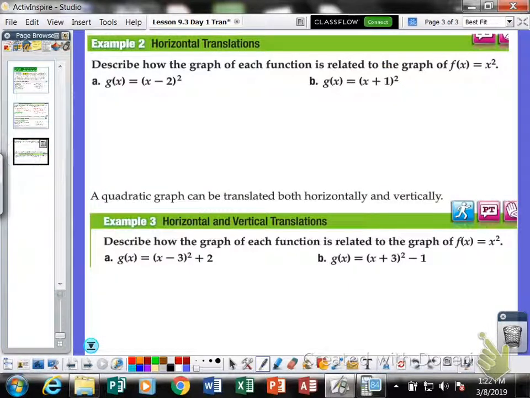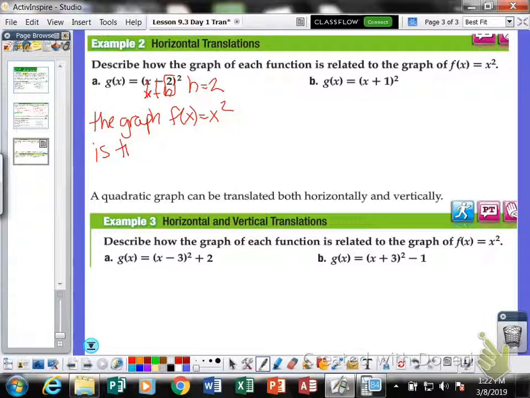And we'll take a look at it here in an example. So g of x equals x minus 2 quantity squared. So that does have the x minus h. So we just want to look at the 2 because these match, these match. H is 2, so h is equal to 2, which makes that a positive value. Because h is positive, the graph of f of x equals x squared is translated 2 units to the right.